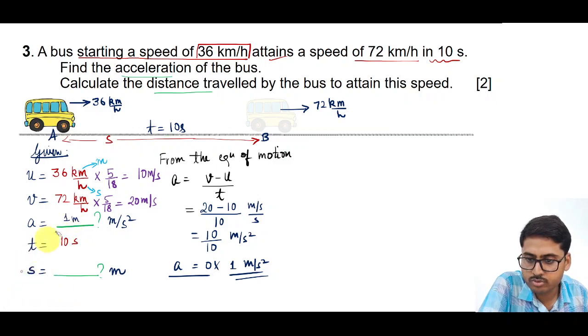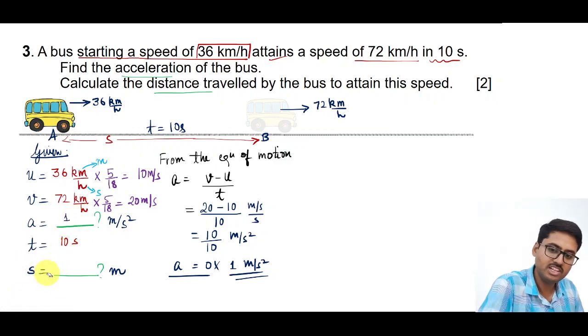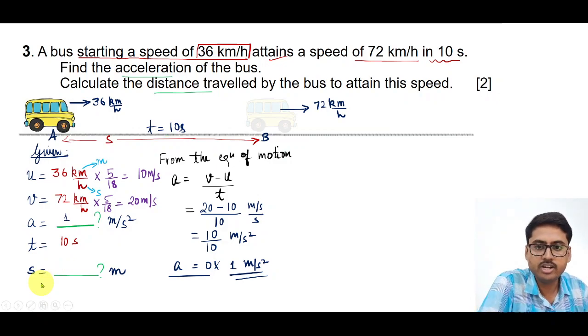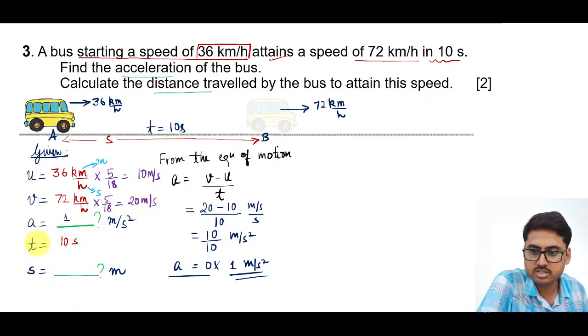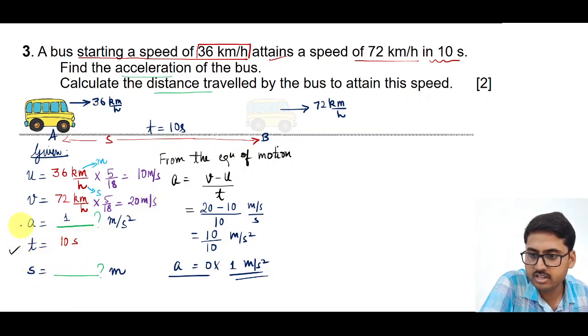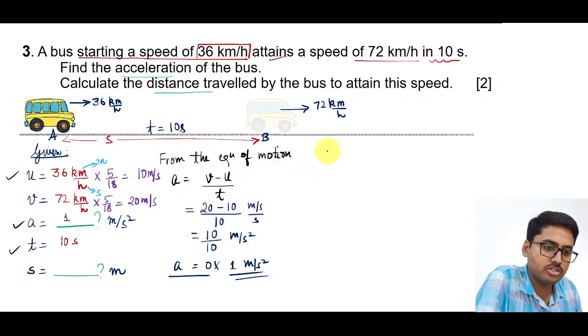Now we are supposed to calculate the displacement. So to calculate the displacement, we have got T, A and U. So we can use the second equation of motion.